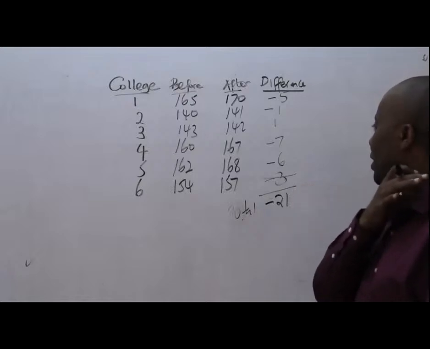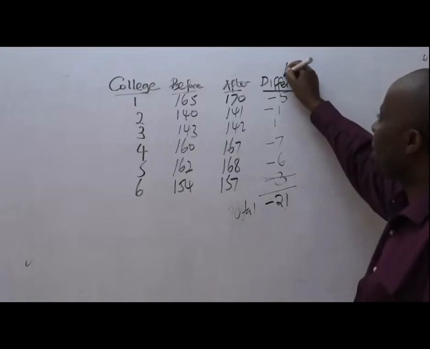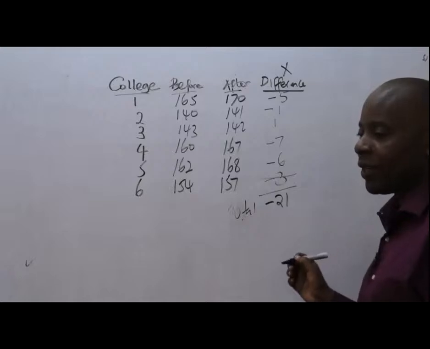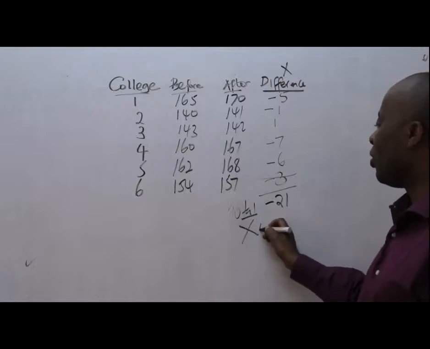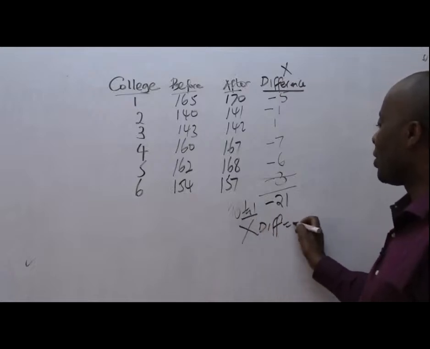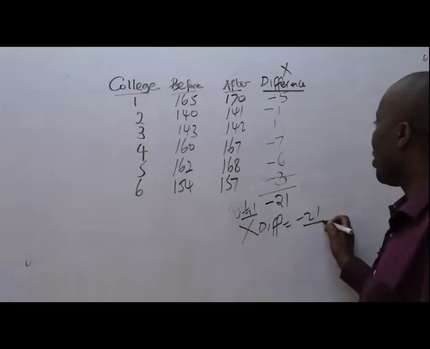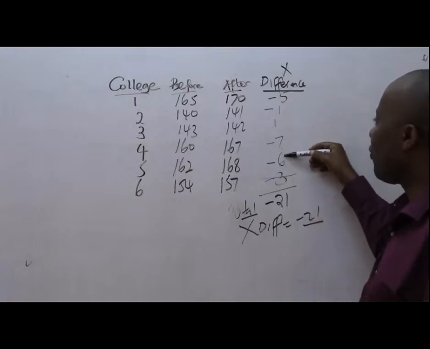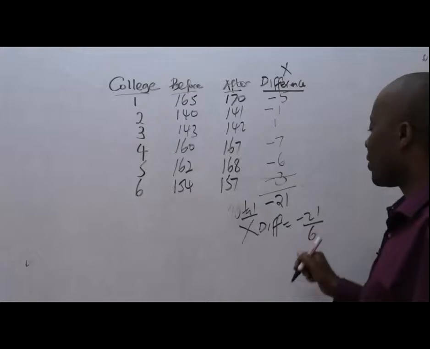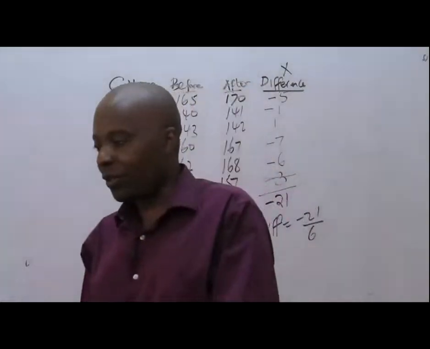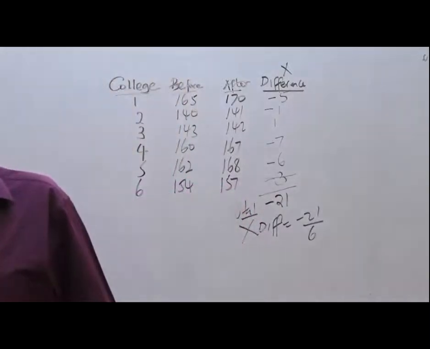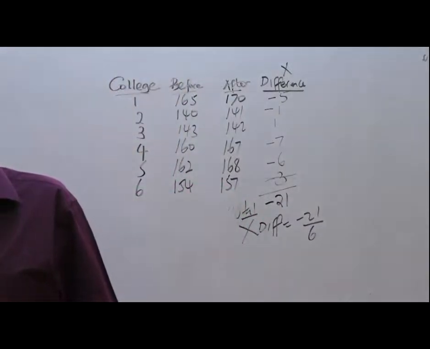So after getting that, these are our X values of our variable. I would expect you to go ahead and give me X bar of these differences. So it will be minus 21 over how many? 1, 2, 3, 4, 5, 6, over 6.